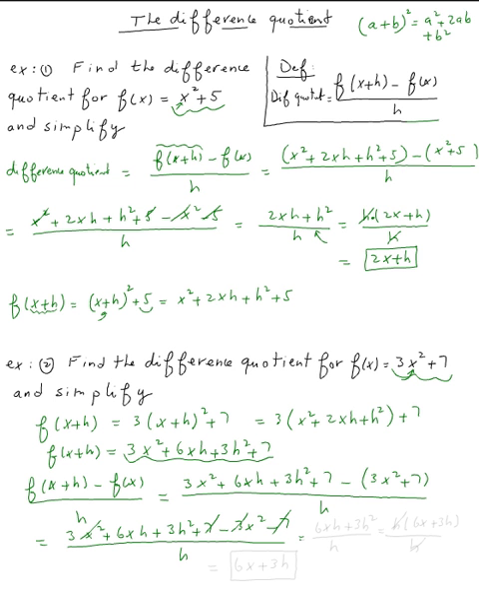And always, the following step is cancel 7 with 7 here, 3x squared with 3x squared. So we have 6xh plus 3h squared, that's it, over h. Factor the h, you get h times 6x plus 3h over h. The reason why we factor is so we can simplify the h, and the answer will be 6x plus 3h. And that's it. We're done with these problems.